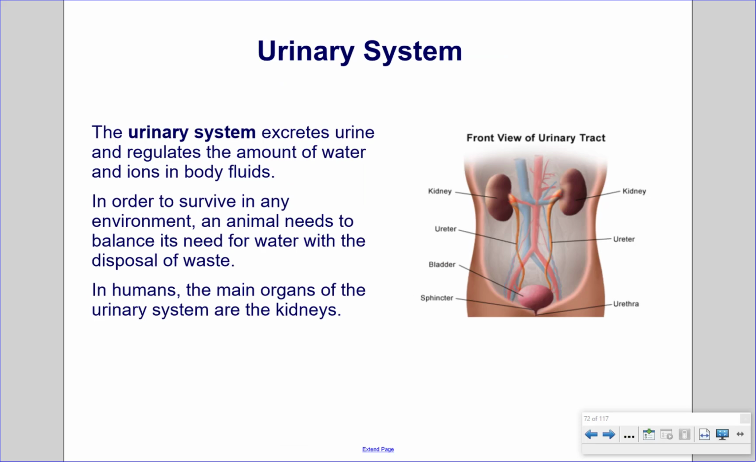Urinary system. The urinary system excretes urine and regulates the amount of water and ions in body fluids. In order to survive in any environment, an animal needs to balance its need for water with the disposal of waste. In humans, the main organs of the urinary system are the kidneys.